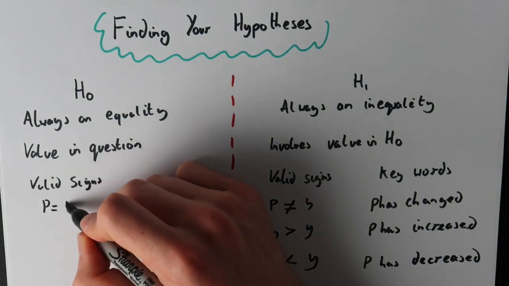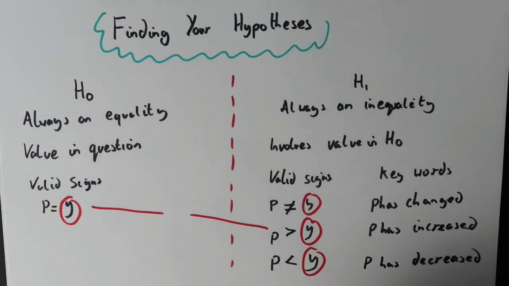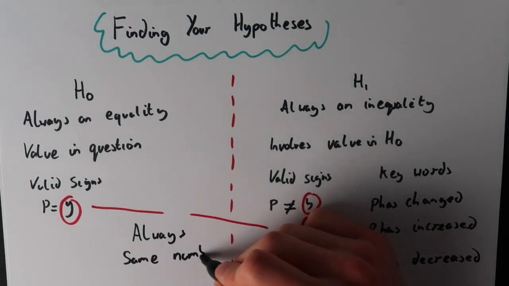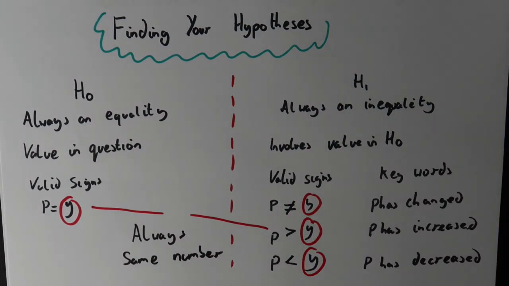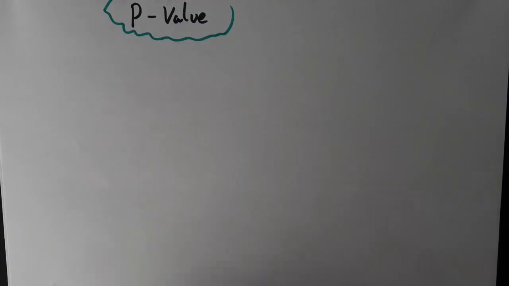H1 will always be an inequality based on the value given in H0. For example, if H0 is that p equals 0.2, H1 will be that p is not equal to 0.2, is greater than 0.2, or is less than 0.2. And in order to identify which one of these it is, we need to look for the keywords in the question. If the statistic has increased, there will be a greater than. Decreased will be a less than, and if it just says changed, it will be not equals to, and we need to perform a two-tailed test. I'll get onto this later.